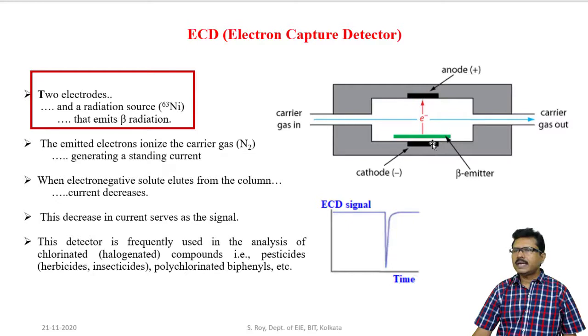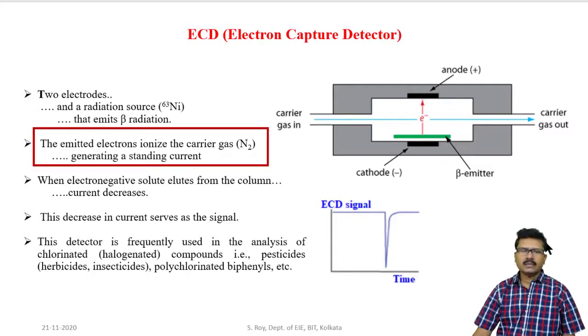And there will be a radiation source. Normally nickel 63 is used. This radiation source emits electrons. So in normal process, there will be a flow of electrons from cathode side to anode side. In electron capture detector, normally nitrogen gas is used as carrier. When simple carrier gas is passed through this cavity, then emitted electrons ionize the carrier gas and there will be a constant flow of electrons from cathode to anode. So a constant current will be produced through the external circuit.